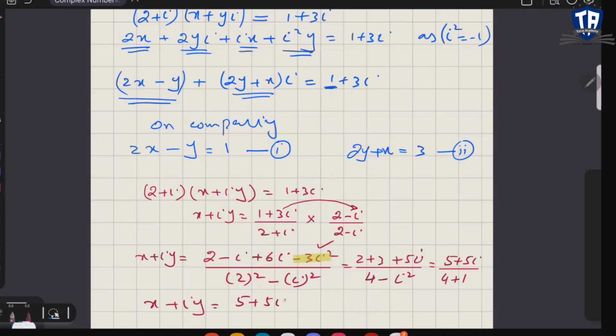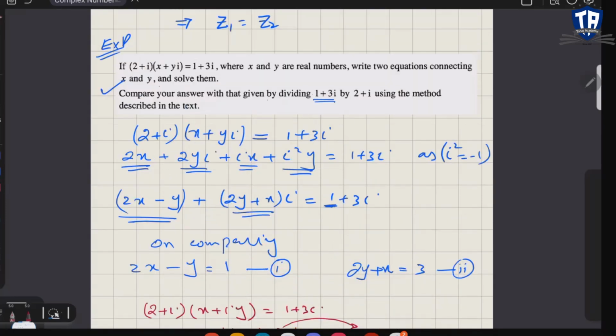Divided by 5, we can divide it separately, which takes us to the answer: x plus iota y is equal to 1 plus iota. This implies that x is equal to 1 and y is equal to 1. So this is how you solve the equation. The concept of solving an equation where complex numbers are equal is that when you simplify the equation, you need to equate the real part on both sides and the imaginary part on both sides.